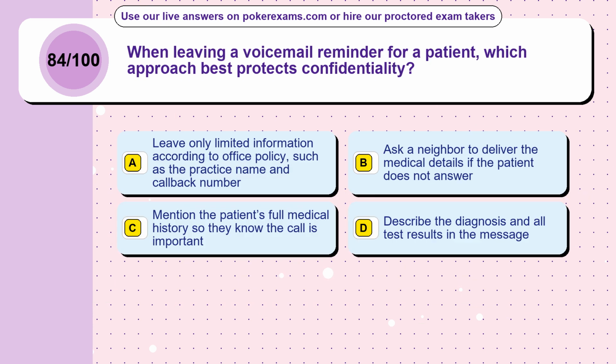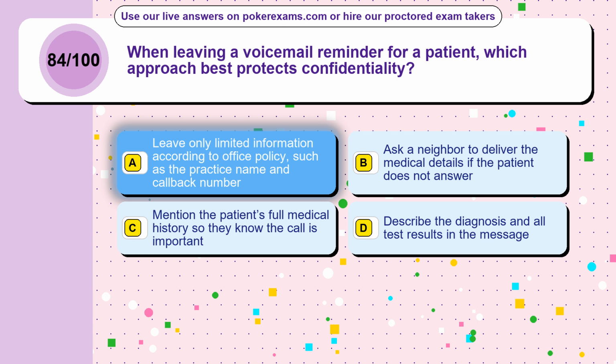Question 84. When leaving a voicemail reminder for a patient, which approach best protects confidentiality? Option A. Leave only limited information according to office policy, such as the practice name and callback number. Option B. Ask a neighbor to deliver the medical details if the patient does not answer. Option C. Mention the patient's full medical history so they know the call is important. Option D. Describe the diagnosis and all test results in the message.